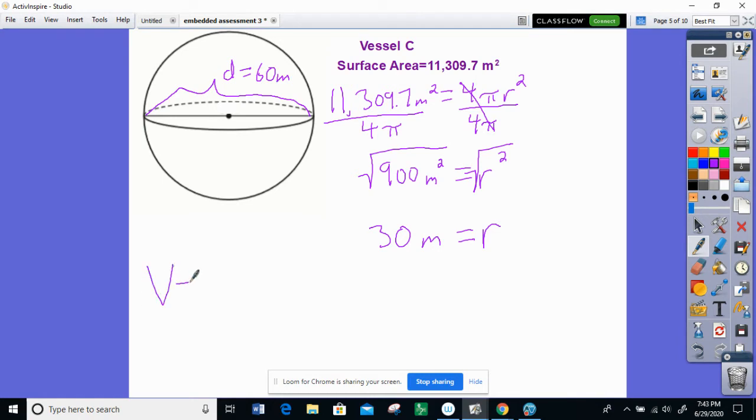And if we know that the radius is 30 meters, we can plug that into the volume formula of 4/3 times pi times the radius to the third power. Let's see, 4/3 times pi, 30 to the third. Well, 30 to the third can be done pretty easily in your head. What's 3 to the third? 3 times 3 is 9, times another 3 is 27. Then we've got these 3 zeros on the end, so that's going to be 27,000 meters cubed.